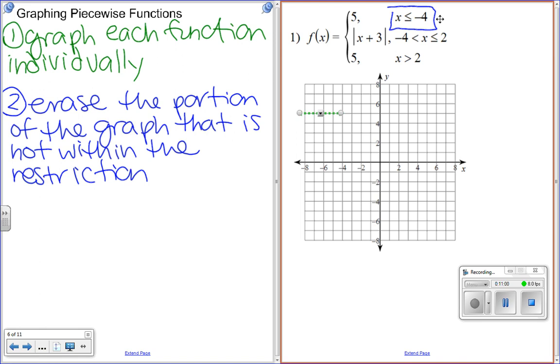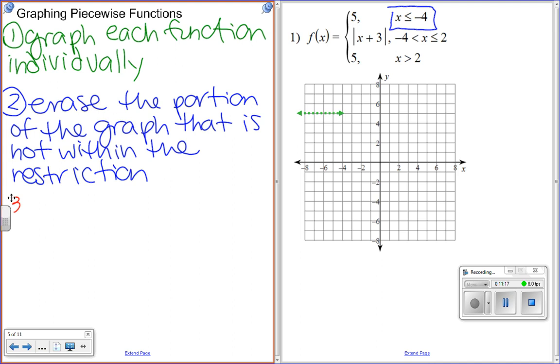Okay, that is completely based on this restriction up here, but you would erase this whole right portion of that graph. As you get better at this, you will start to only graph the relevant parts, which will be wonderful, but while you're getting used to it, it's okay if you have to erase a bunch.